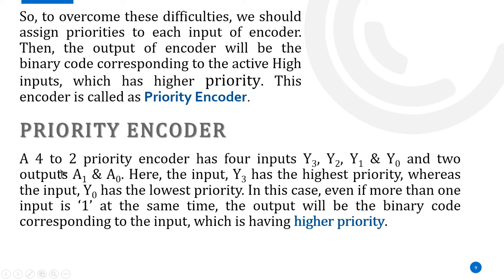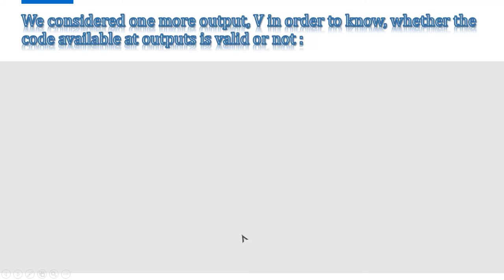So you will find a 4 to 2 priority encoder has 4 inputs, y0, y1, y2, and y3, and the 2 outputs are a1 and a0. Here the input y3 has the highest priority, whereas the input y0 has the lowest priority. In this case, even if more than one input is 1 at the same time, the output will be the binary code corresponding to the input which has the higher priority. So it will take only the one which has the higher priority, not all the ones.